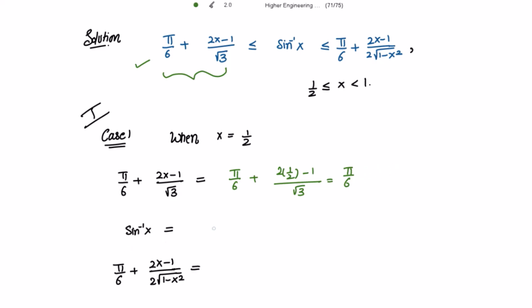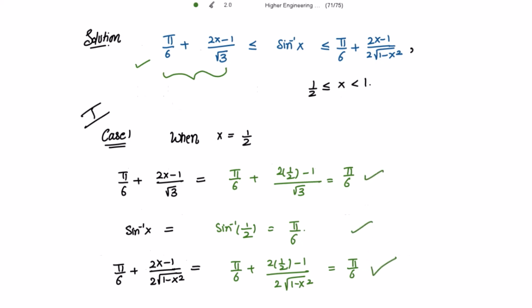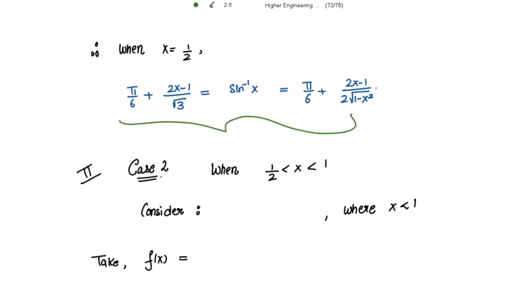Then we have sine inverse x. So we write sine inverse for x equal to 1/2, and we are getting this value to be equal to pi by 6. And then the third one, pi by 6 plus 2 into 1/2 minus 1, divided by 2 square root of 1 minus x squared. So this is equal to pi by 6 plus, this again becomes 0, so we are getting again pi by 6. So all these values are equal. So when x equals 1/2, these all are equal.